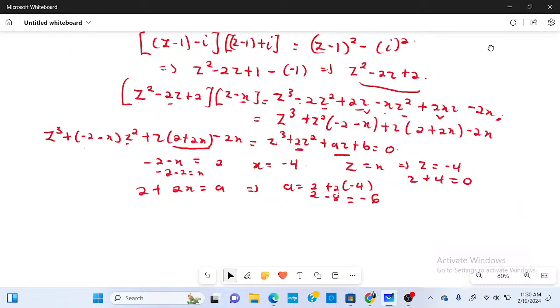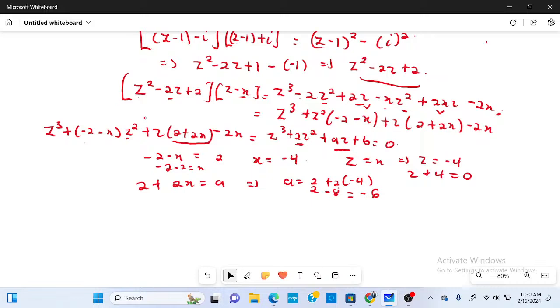So once I have found my a, I move to b. B is exactly equal to what we have here, negative 2x. So I'm going to have negative 2x is equal to b. Now, what is x? x is negative 4. Therefore, b is equal to negative 2 multiplied by negative 4, and that gives me positive 8.